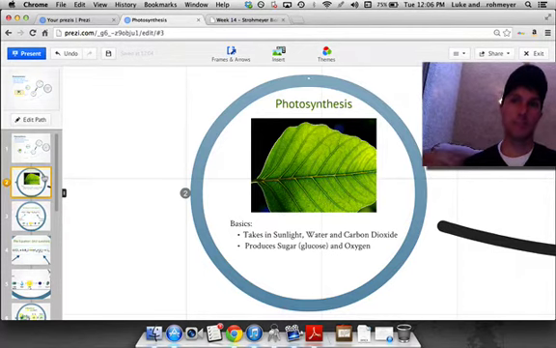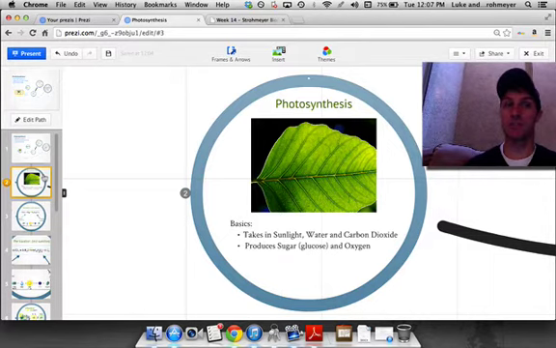Okay, so plants breathe in carbon dioxide and they breathe out oxygen. It's the exact opposite of what we do. We breathe in oxygen and we breathe out carbon dioxide. So this is really the opposite process of cellular respiration, which we'll learn about next week.